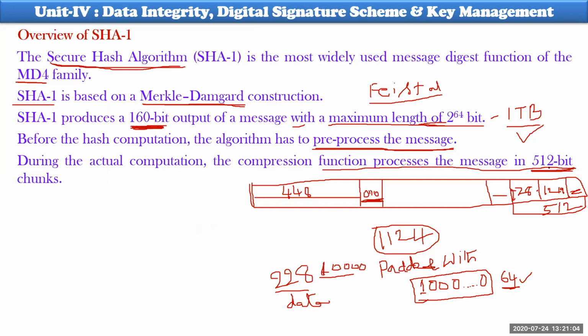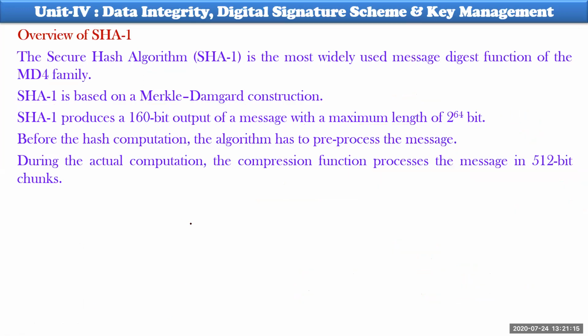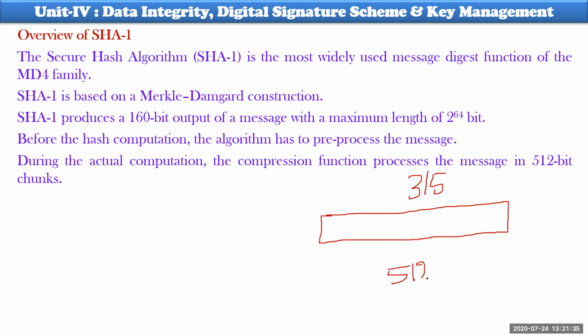If the message does not support this 512-bit chunk, then you have to adjust it in such a way. For example, let me give you a very easy, understandable example here. My message will be, for example, 315 bits. I want to make this 315 bits into 512. How can you make this? How can this be converted? How can a 512-bit chunk be made?